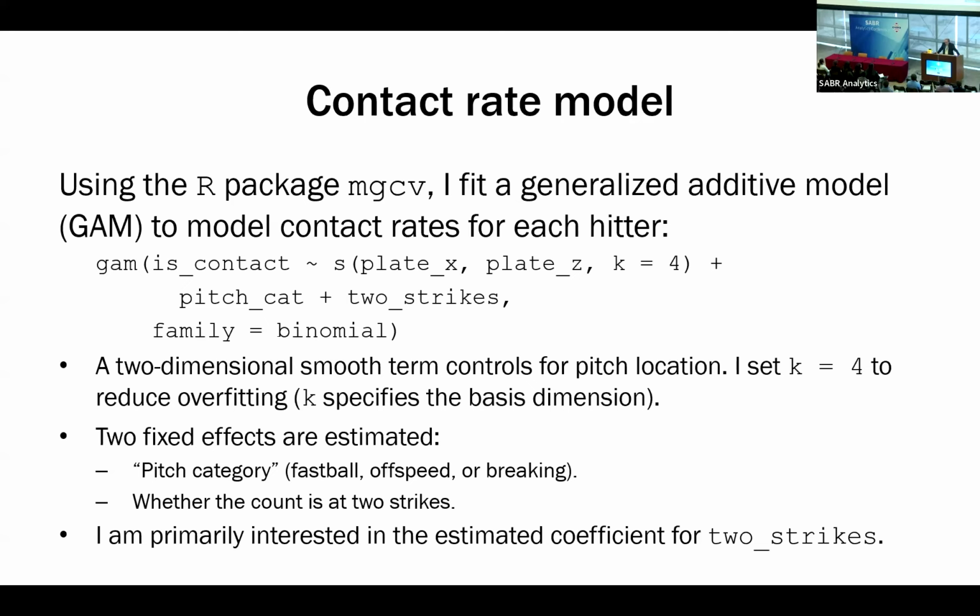And then on the right-hand side of the tilde are the predictors. I'm using a two-dimensional smooth term to control for pitch location. And what the k equals 4 does is basically to handle overfitting issues if the basis dimension is too large. So I'm using a very small basis dimension that basically gives you a unimodal probability surface. In addition, I'm estimating two fixed effects. One is what I call pitch category, which is basically a binned pitch type: fastball, off-speed pitch, or breaking pitch. And the second fixed effect is whether the count is at two strikes. This is the one I'm primarily interested in, because this is going to tell us, holding location constant and holding the pitch type constant, how much hitters' contact rates change on two-strike counts.